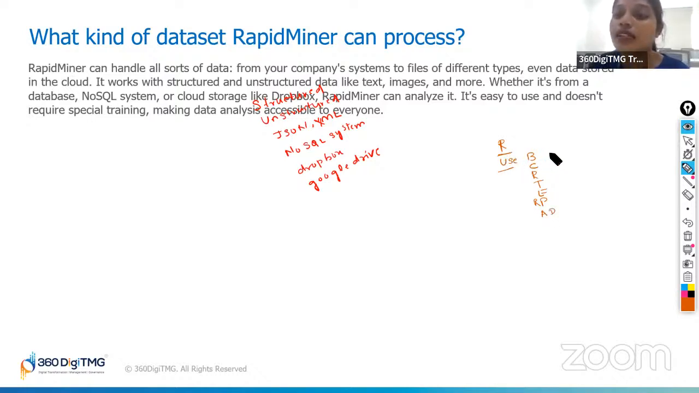And what we have seen, what are the advantages of RapidMiner? And what are the disadvantages of RapidMiner? And then which type of data sets RapidMiner supports? All we have seen in this particular concept that we have discussed. Let me erase these things.